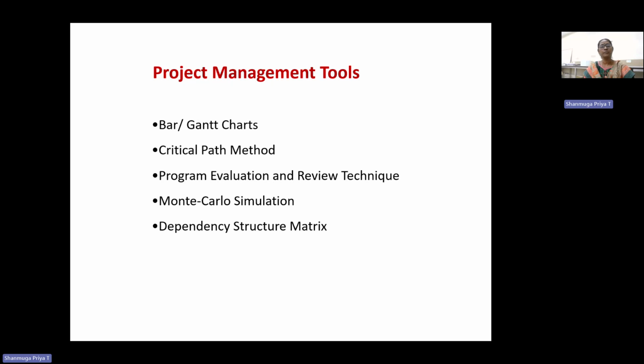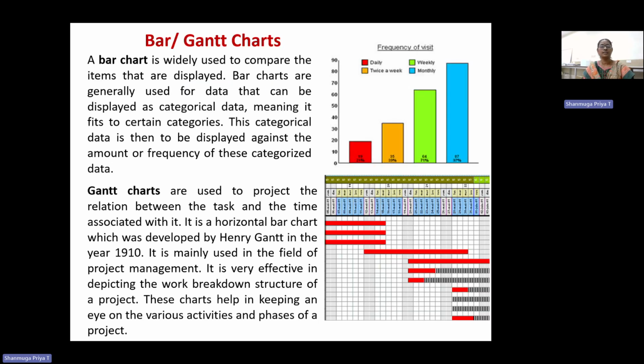In this video, I am going to teach about the project management tools. There are five project management tools that we usually follow. The first is the bar chart, Gantt chart, and the second is the critical path. The third is the Program Evaluation and Review Technique, that is PERT, then Monte Carlo simulation and the dependency structure matrix. First, we are going to see the bar chart and Gantt chart.